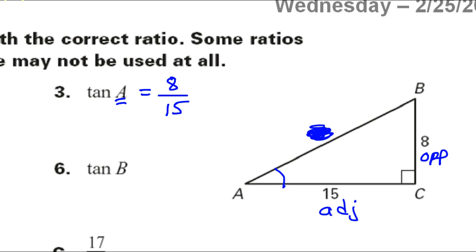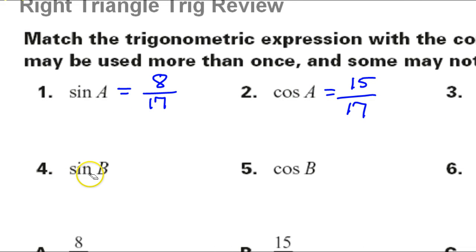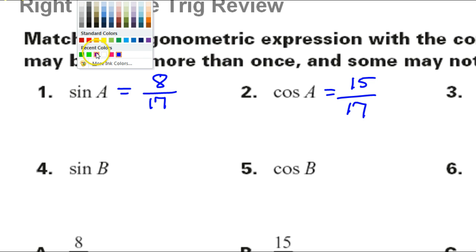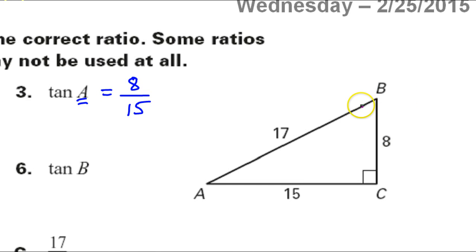Now things change if we look at a different angle, which I think is what's about to happen here. So for number 4, all of a sudden, now we are being asked about angle B. So we have to change our perspective. Okay, sine of B. So angle B is this angle up here. So for these next few problems, look from this perspective.